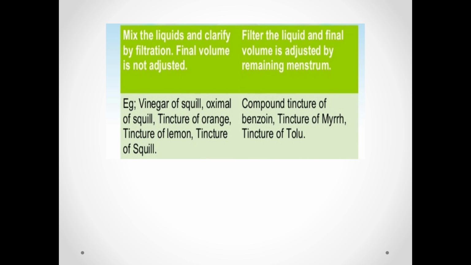For example, vinegar of squill, oxymel of squill, tincture of orange, tincture of lemon, and tincture of squill. In the unorganized drug, the third point is to filter the liquid, and the final volume is adjusted by the remaining menstruum. Examples are compound tincture of benzoin, tincture of myrrh, and tincture of tolu.